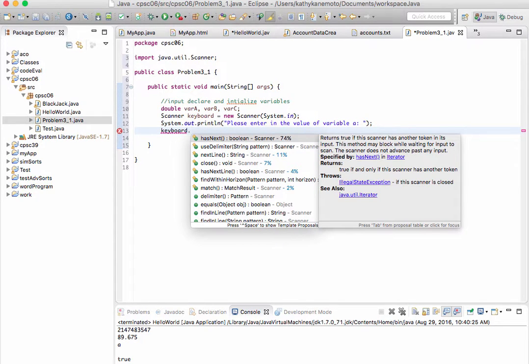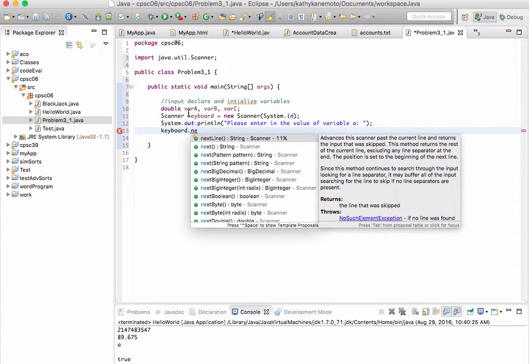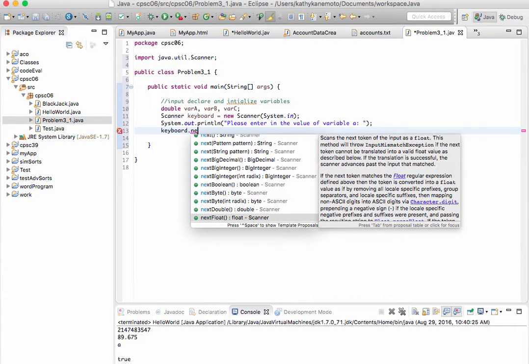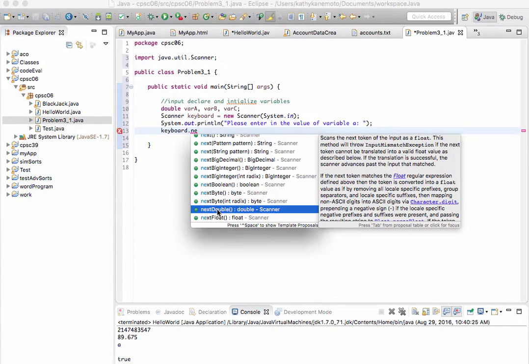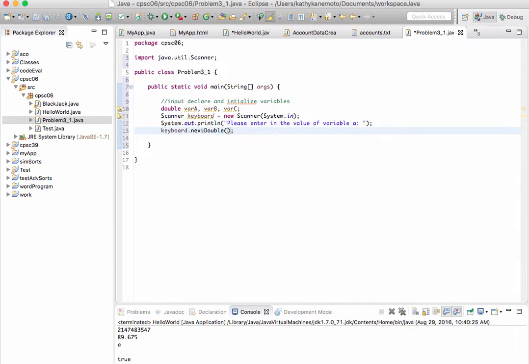and we'll go ahead and get the next. We want to get the next double in from the keyboard. So go ahead and look for a method of the scanner object that'll allow us to get the next double. And if you don't remember, then you can scroll down inside of these little shortcut help boxes that pop up in Eclipse, and there's our next double method. That'll go ahead and ask the operating system for the next double that was typed in at the keyboard.